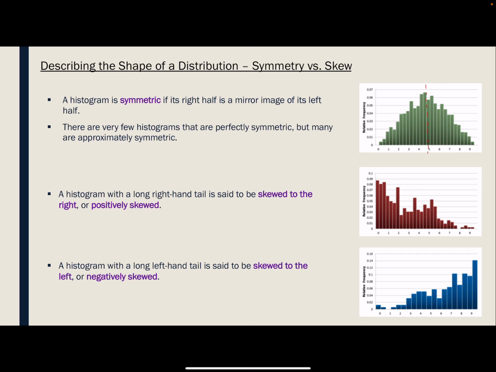The red graph has a tail. We call these lower values here. This is the tail of the shape of the distribution, and this tail is going off to the right, to the larger values. And so we would say that this distribution is skewed to the right or positively skewed. The blue graph has a tail that's going to the lower values. So we would say that this is skewed to the left or negatively skewed.